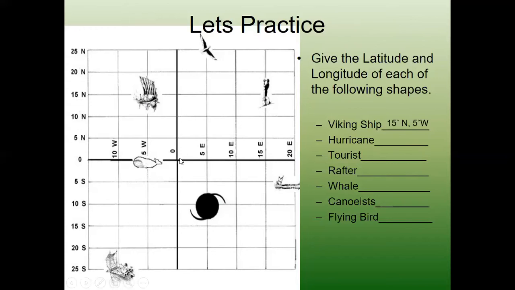Same thing, we're going to do latitude first. This time we're going south. So 5, 10, looks like it lines up right there. And then 5 degrees to the east. So it should be 10 degrees south, 5 degrees east.